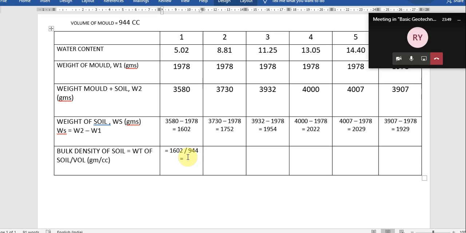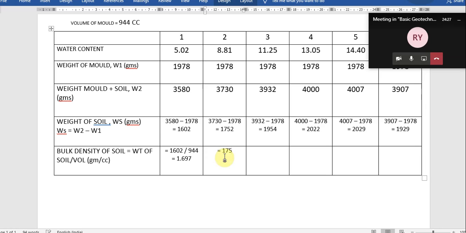1.697. And the unit of the bulk density will be, weight is in terms of grams, volume is in terms of cc, so bulk density is gram per cc or gram per centimeter cube. So calculate the bulk density for the second trial.